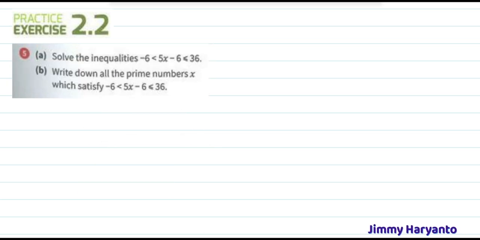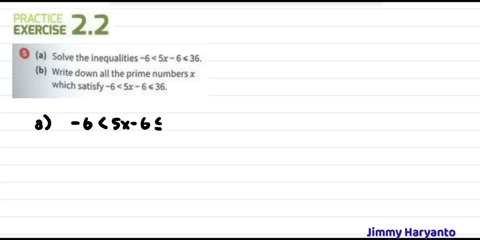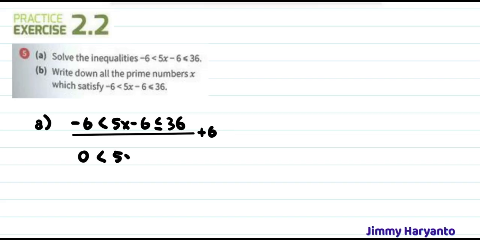And then for this one also we can use the shortcut. First I will rewrite the questions like this, and then if you want to do the separation way, you can do it also. I will add 6 for all of them. That means this one is 0. When I add 6 for this one, the negative 6 will be gone, and then this one is 42. And then I will divide them all by 5.